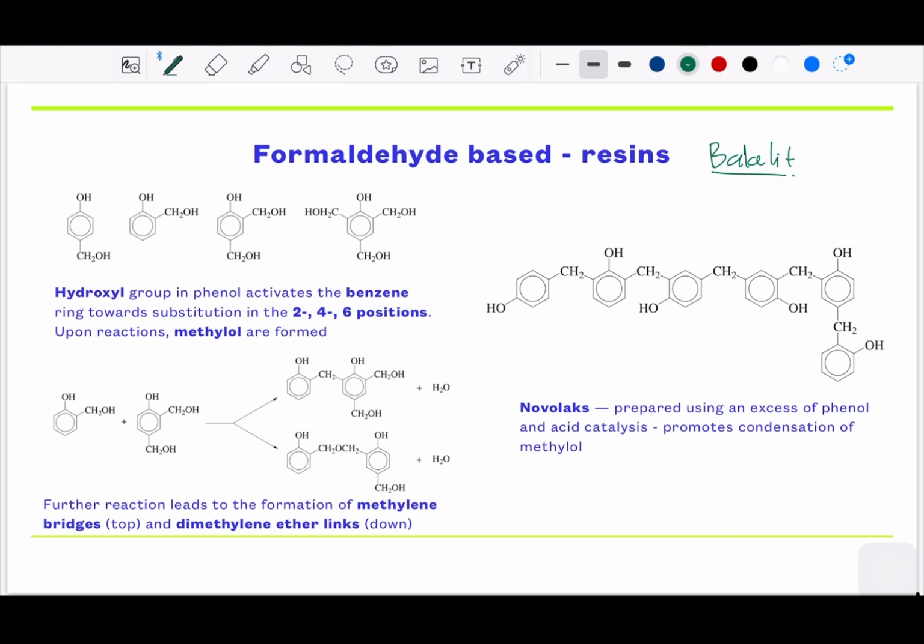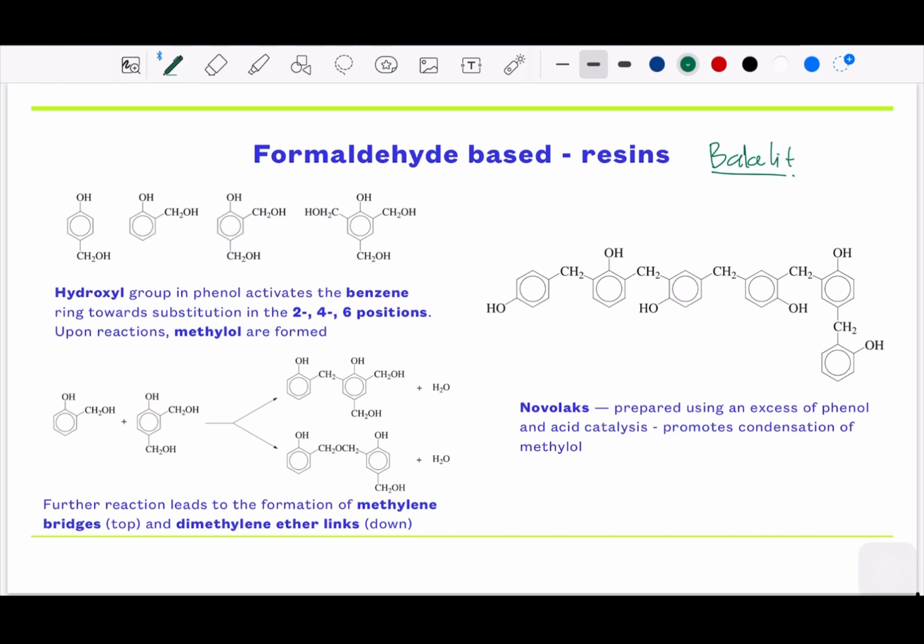And we have seen that if this methanol is going to react, there will be two processes. First, it will just form a normal methylene bridge like this, or we have links with the ether, the dimethylene ether. So we have an oxygen in between of this carbon. So these are just two possible routes for the formation.